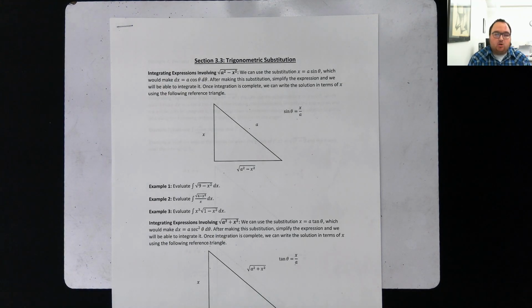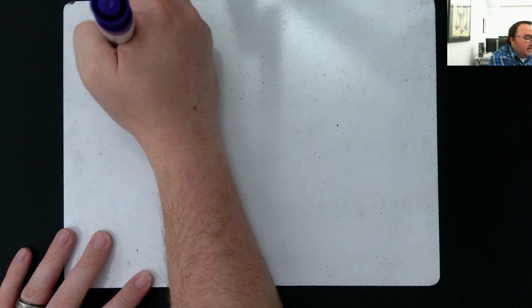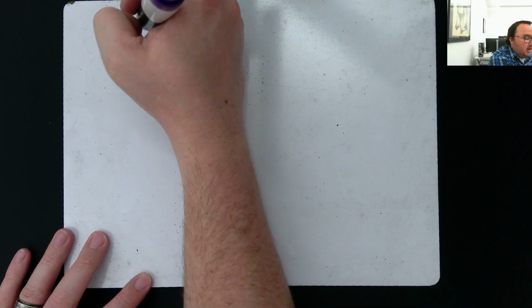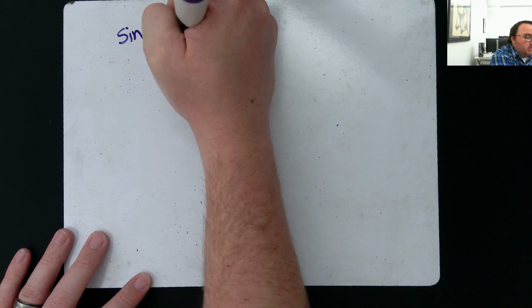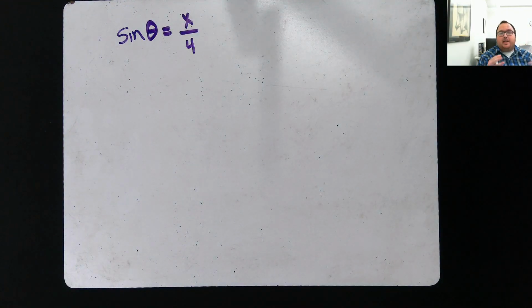Before we start this, there is one thing from trig I want to very quickly review because it's going to be something we are going to need for this. If I tell you for a fact that sine of theta is equal to x over 4, and I want to know what the other trig things are, right?